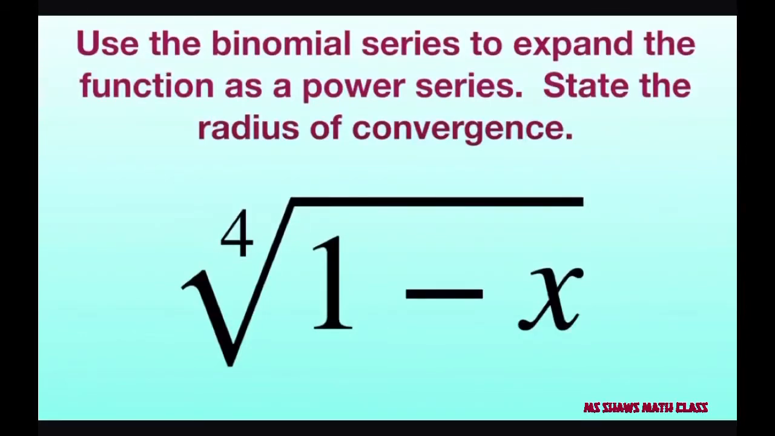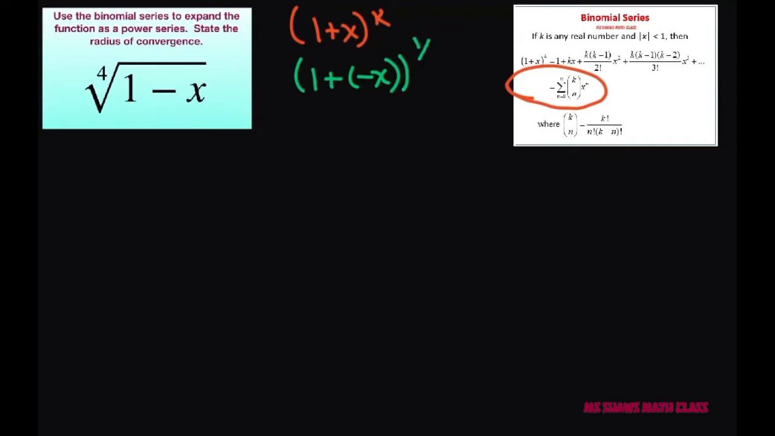Everyone, we're going to use the binomial series to expand the function as a power series and also state the radius of convergence. So I'm going to use this form here. To get that form, I want to have it looking like 1 plus x to the power of k. So I'm going to rewrite this as 1 minus a negative x, or plus a negative x, and then my power is going to be 1/4.